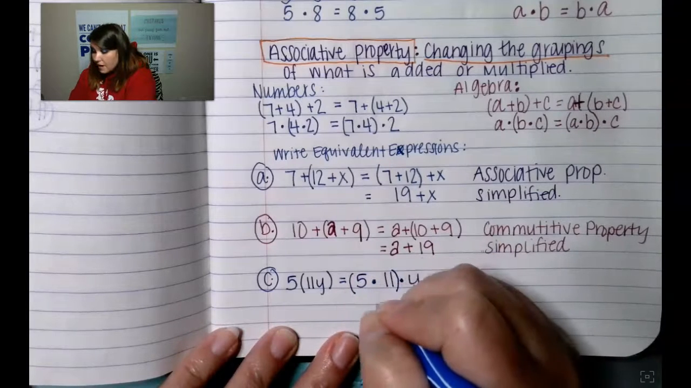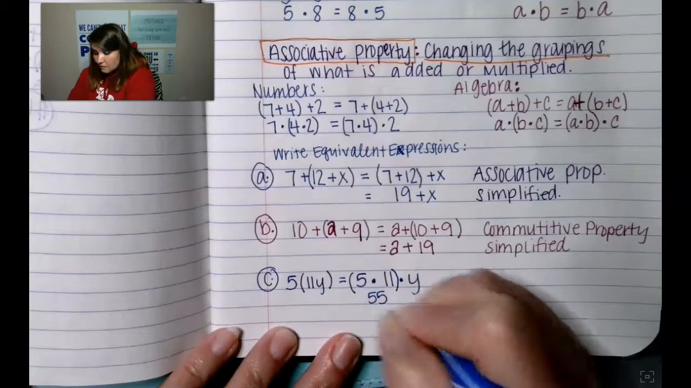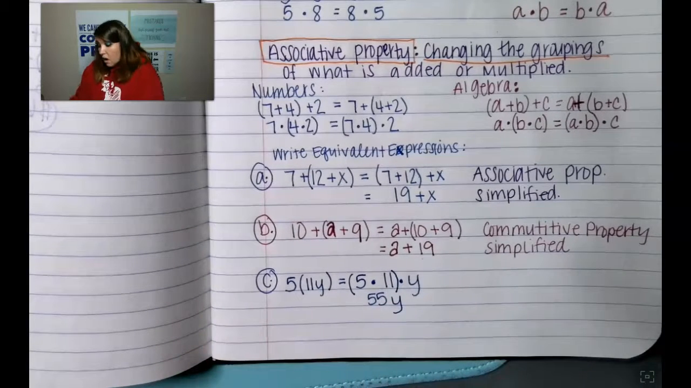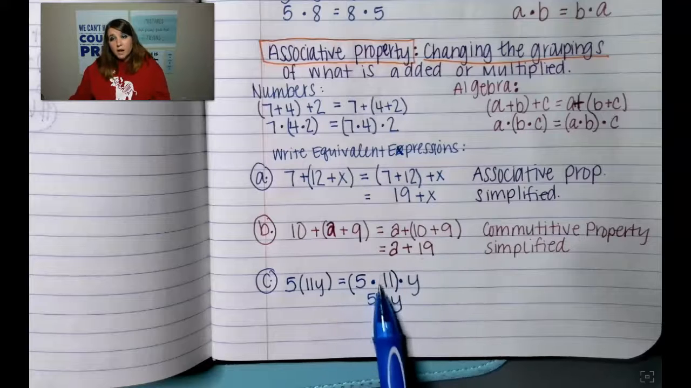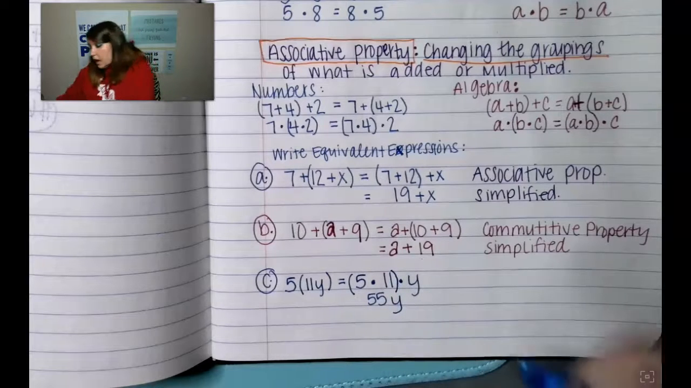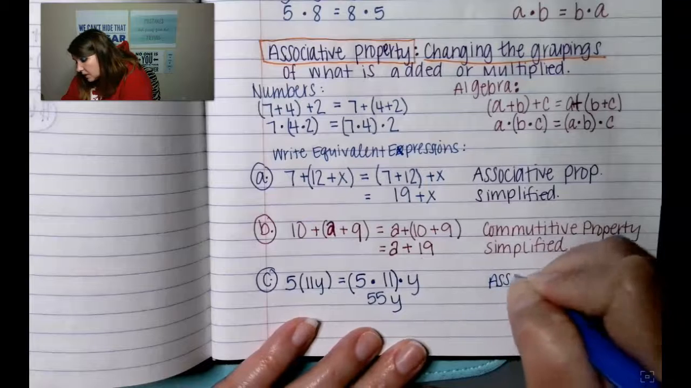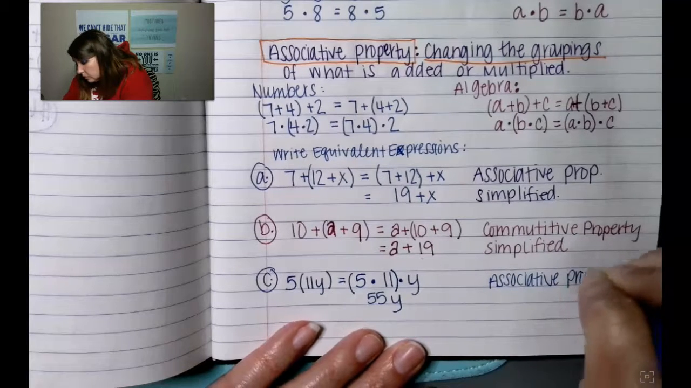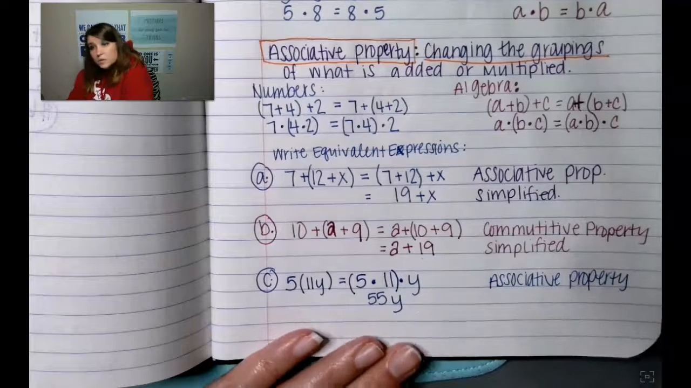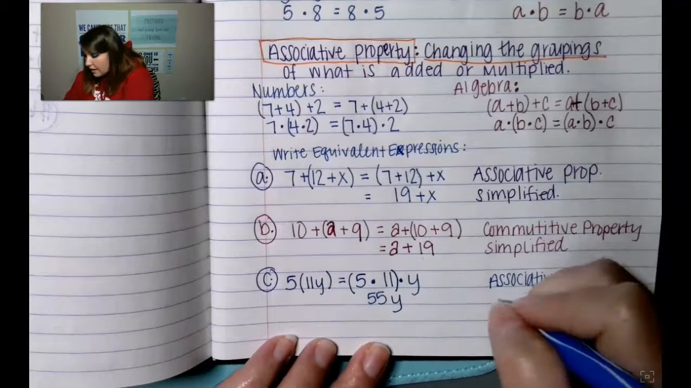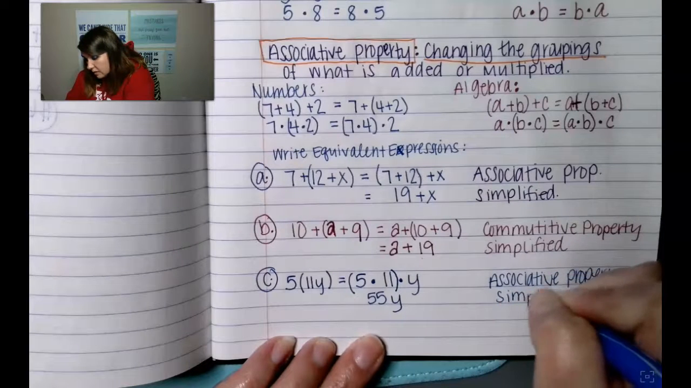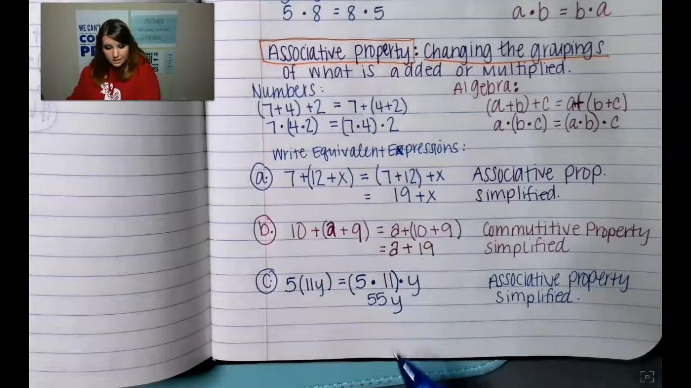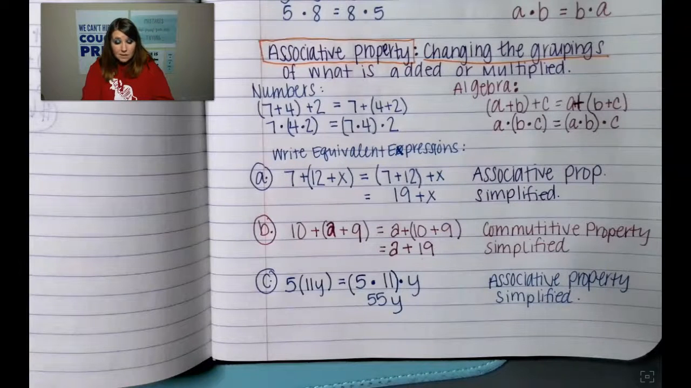So 5 times 11 gives me 55. And now I'm just going to drop down my y. So all I've done here is said 55y. I've simplified. I used the associative property of multiplication, and then I simplified. So I've started to combine things that are the same. That's it. That's all I've done.